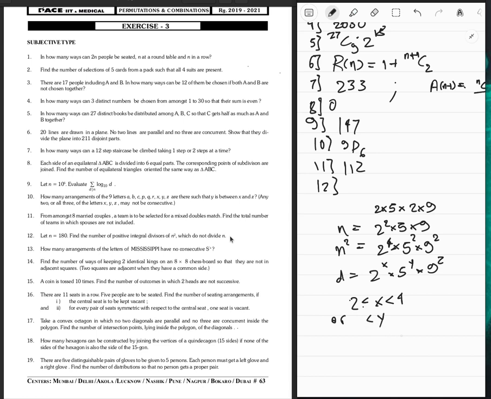Wait, why can't we just figure out the number of divisors of n squared and then subtract from that the number of divisors of n? That should be the thing. Why am I even doing all of this? Why even go through all of this logic?